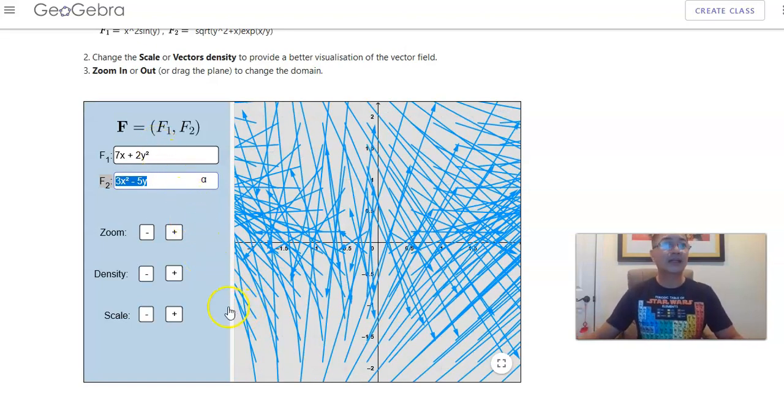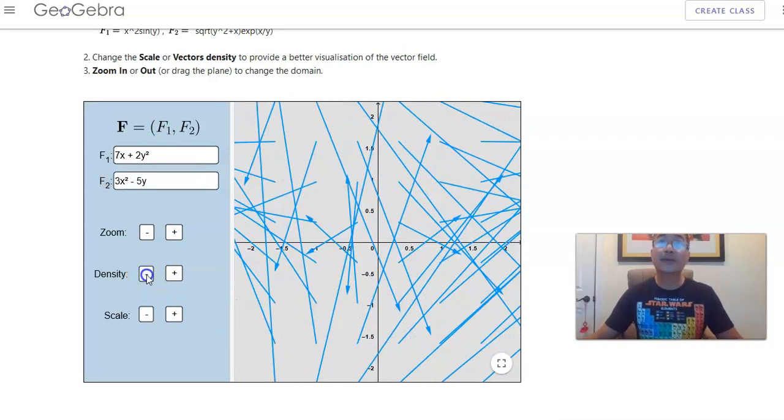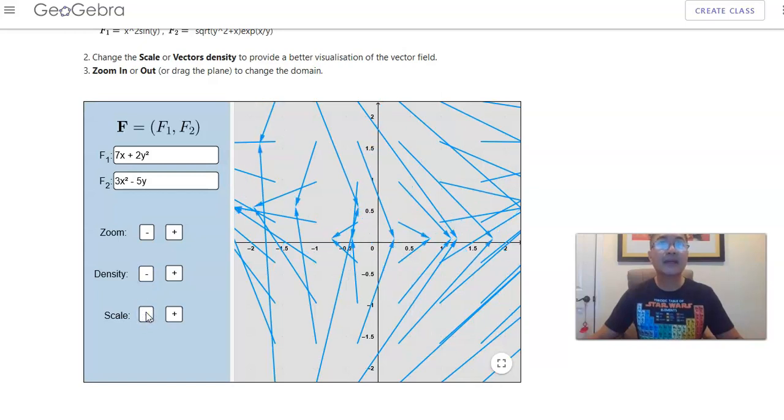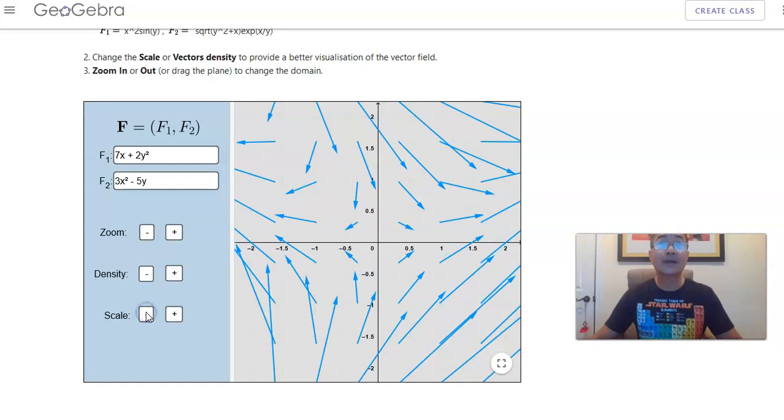Whoa. So that looks kind of crazy. Let's lessen, okay, there you go. If you lessen the density, then you see fewer arrows. Okay, let's try the scale. Ooh, okay, so now they're getting shorter and shorter. That's about the shortest it gets.